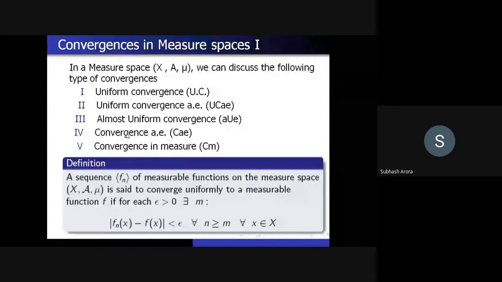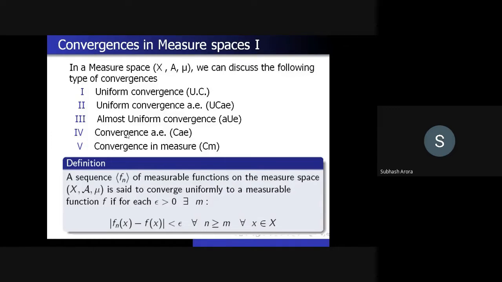Firstly, definition. Definition of what? Uniform convergence, firstly. A sequence Fn of measurable functions on the measure space (X, A, mu). This triad: X is a non-empty set, A is a sigma algebra, and mu is a set-valued function defined for each A belonging to A, a non-negative extended real valued function.